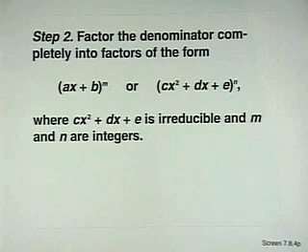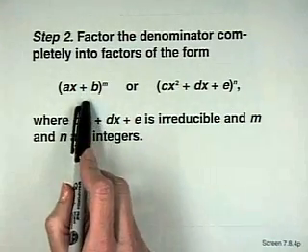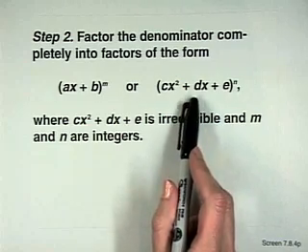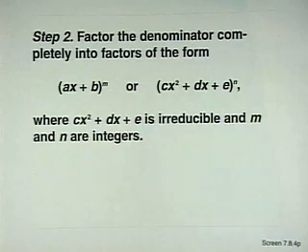Our step 2 now, recall, tells us to factor the denominator completely into factors of the form (ax + b) to the nth power, or (cx² + dx + e) to the nth power, where that quadratic would be irreducible and m and n are integers. So in essence, what we're trying to do is end up with linear factors, or if they cannot be reduced to linear factors, then at least the irreducible quadratics.